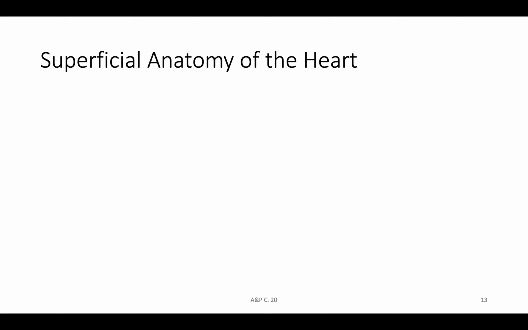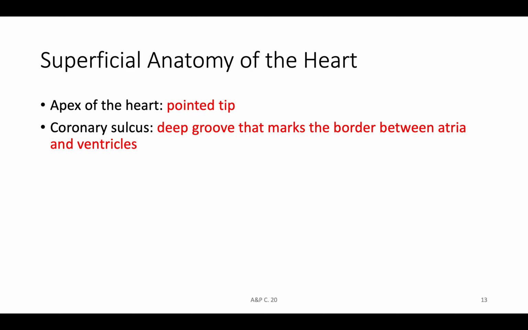And so the last thing you're going to have to take notes over is the superficial, or external, anatomy of the heart, which we'll look at the week after next, when we dissect the heart. You're going to know all these different parts. The apex of the heart is the pointed tip at the very bottom. The coronary sulcus is a groove where you're going to find blood vessels and fat, and this groove is a border between the atria, the upper chambers of your heart, and the ventricles, the lower chambers.